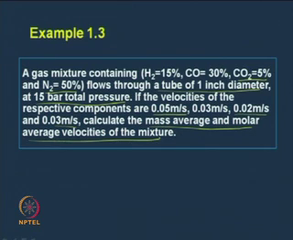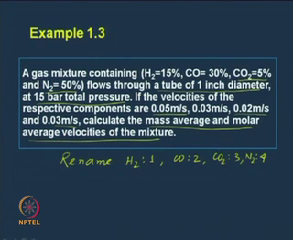Now, rename the components as H2 is 1, CO as 2, CO2 as 3 and nitrogen as 4. So, we can write the molar average velocities.